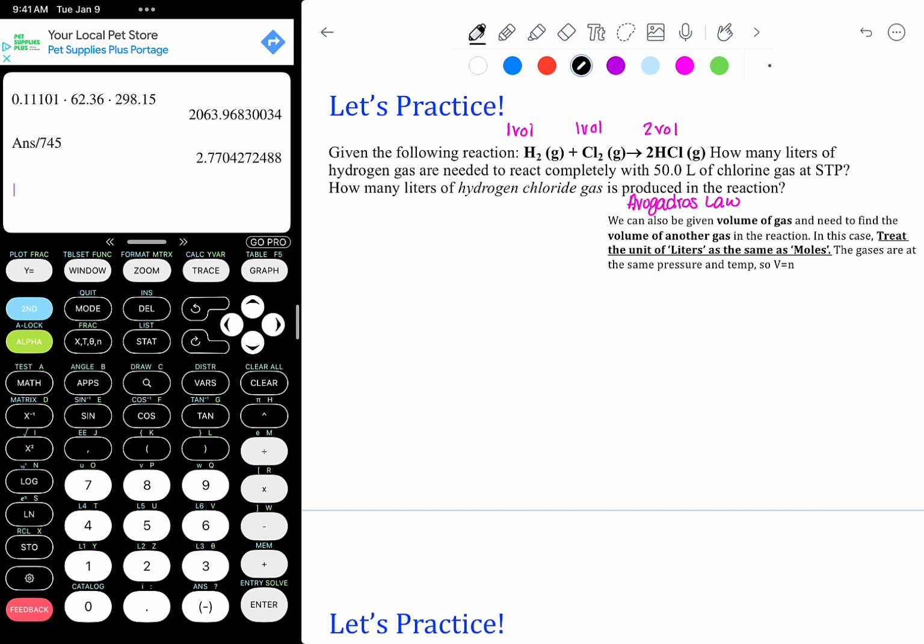So let's see, how many liters of hydrogen gas are needed to react completely with 50 liters of chlorine gas? So we have 50 liters of Cl2, and from our balanced equation, 1 volume of Cl2 is equal to 1 volume of H2. So we'll say 1 liter of Cl2 is equal to 1 liter of H2. So that gives us 50 liters of H2. Now you could go about this the same way we did our previous problems, okay?